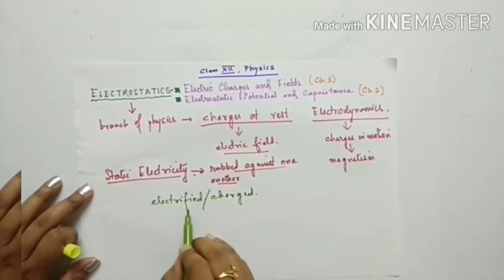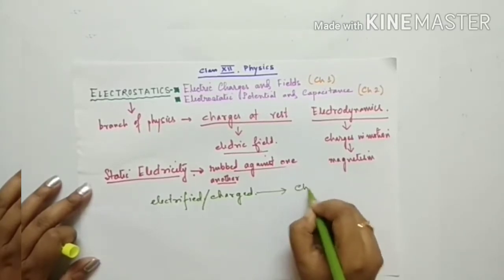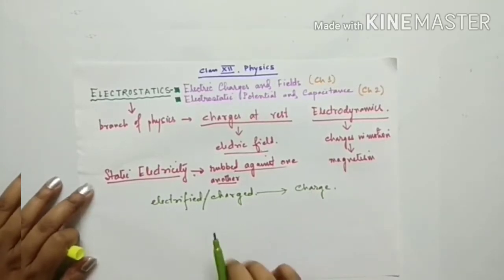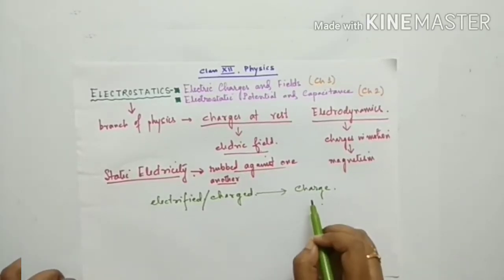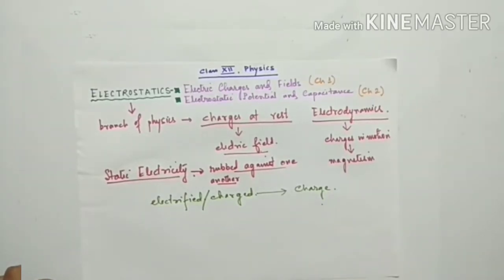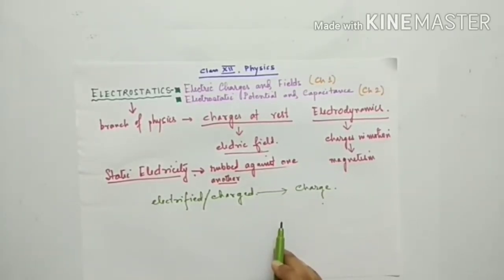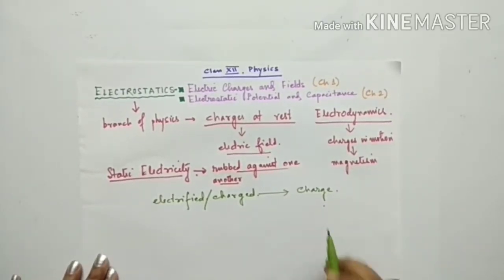So whenever we say electrified or charged, then the concept of charge comes. What is this charge? We should know the concept of charge. Charge is the intrinsic property of a substance which gives rise to forces of attraction or repulsion. Now, what is the meaning of intrinsic property? Intrinsic property means a property which is independent of the amount of mass present in the substance.